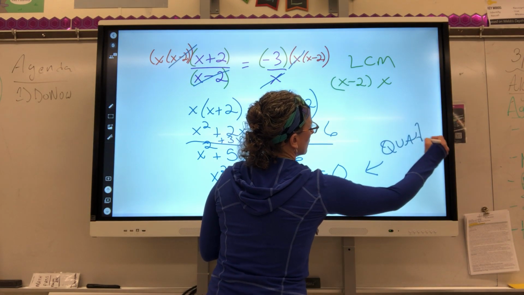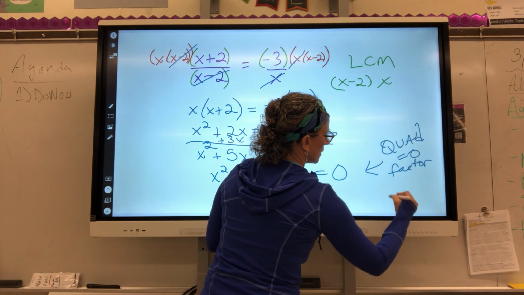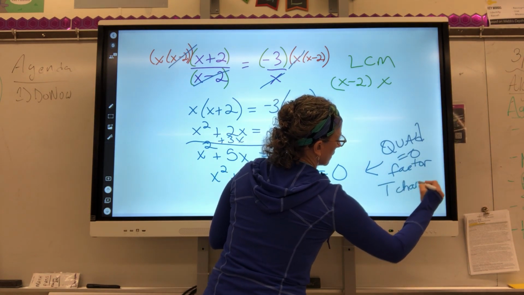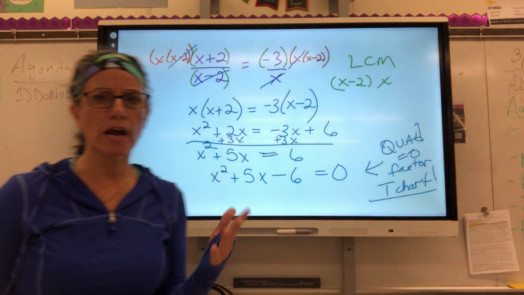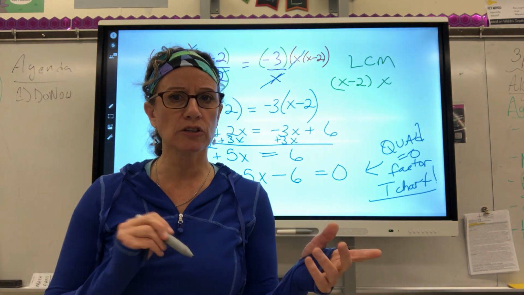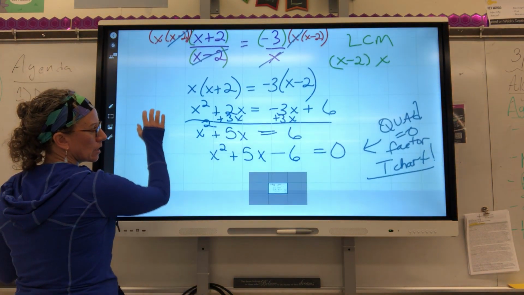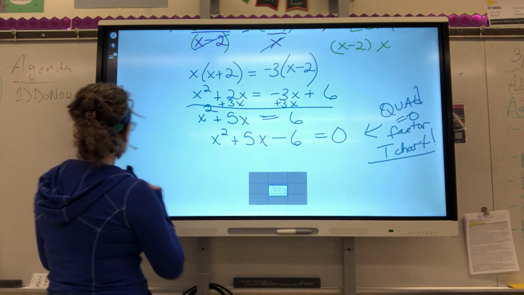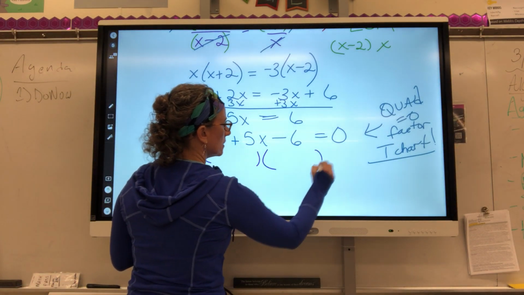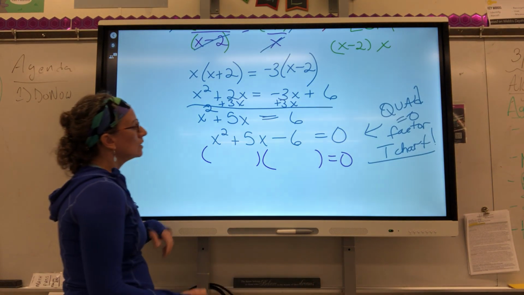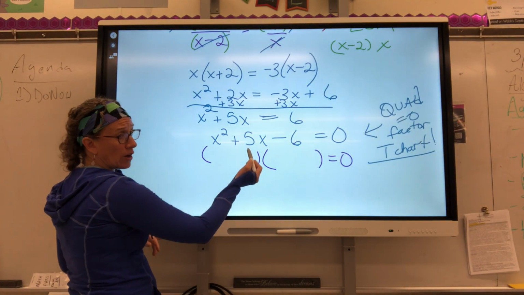Quadratics equal 0. Factor, then a t-chart. This kind of has to be an automatic response. It's a quadratic. Make it equal 0. Factor it. T-chart. Solve the factors equal 0. Okay, so I'm at this point. Now I'm going to open up parentheses, and think what two numbers multiply to give me a negative 6 and add to give me a 5.